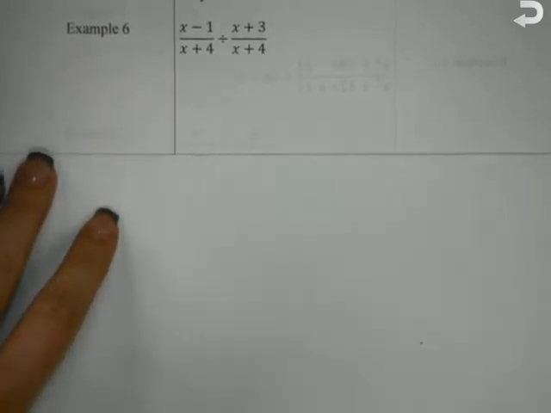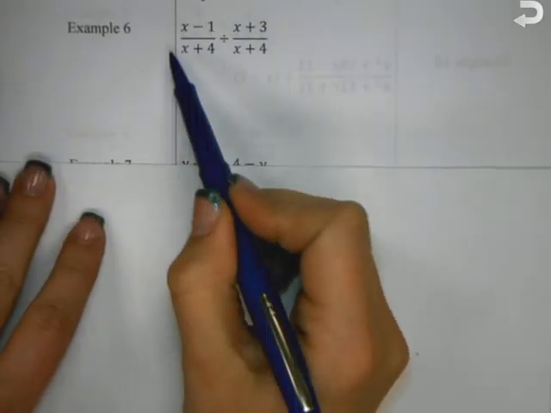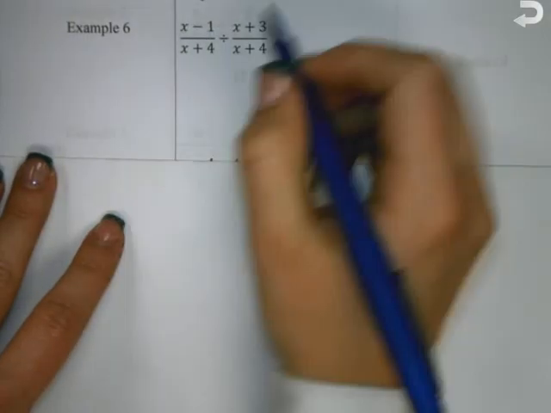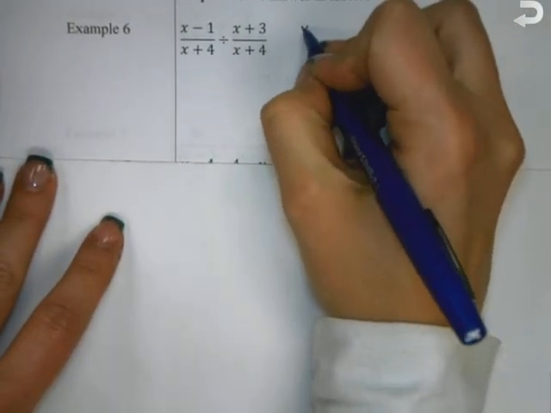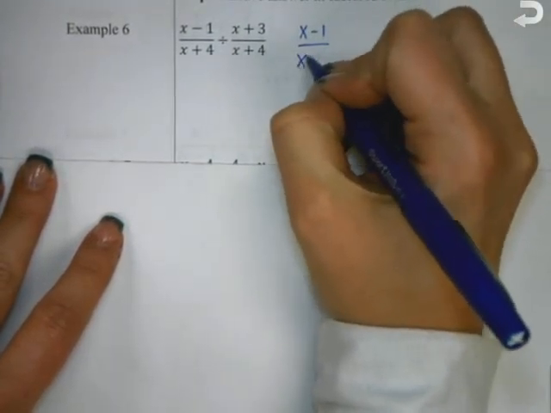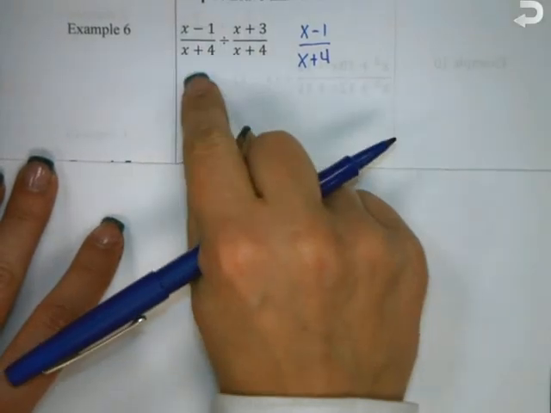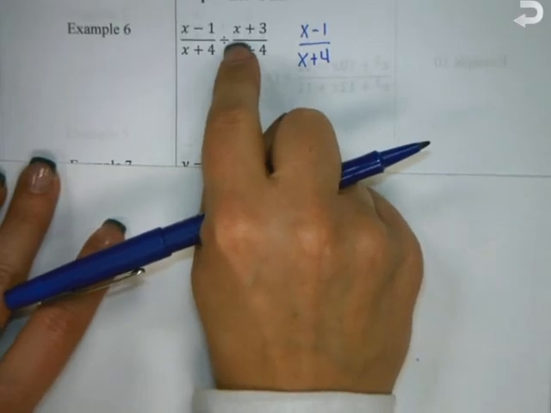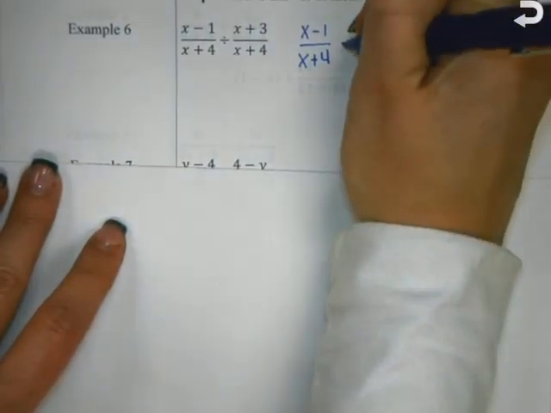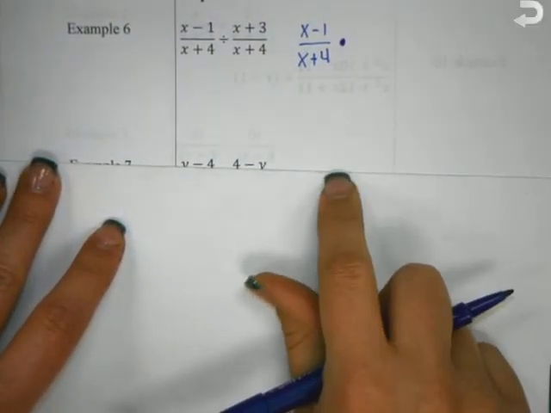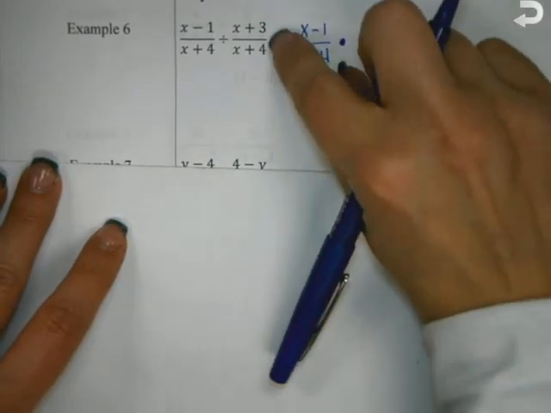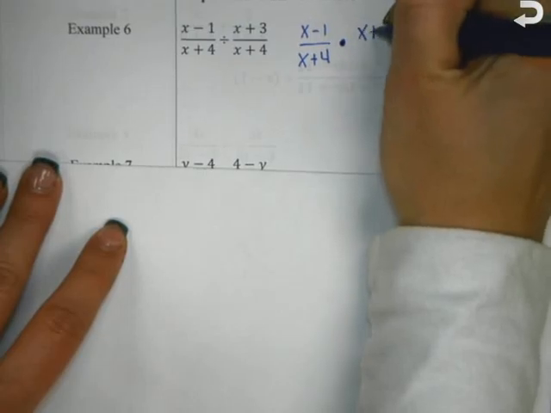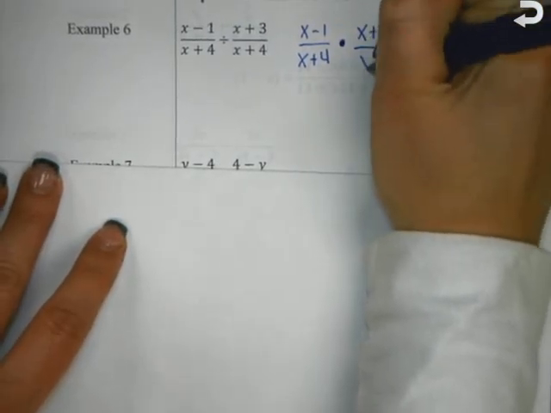So the first thing we have to do, we need to change this guy to multiplication. So I'm going to rewrite it as x minus 1 over x plus 4. That's the keep it part. We keep this first one the same. Change it. We change the division to multiplication. And flip it, which means we take this second term and we flip it the other way. So it's going to be x plus 4 over x plus 3.